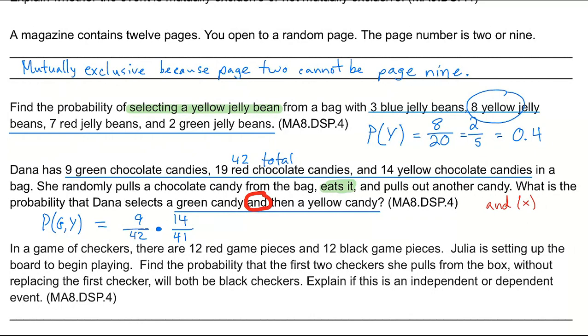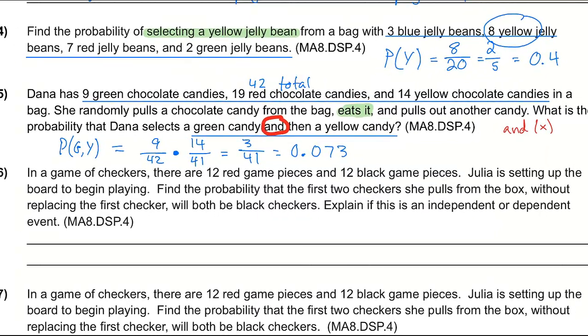So if I took 9/42 and multiplied it by 14 over 41, that gives me a fraction of 3 over 41. So that will work. And then if I convert that to a decimal, it'll be 0.073. Thereabouts, so like 7.3%.